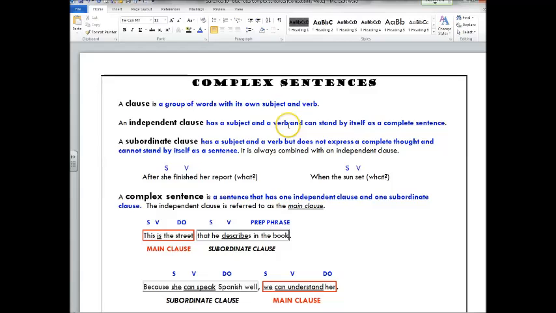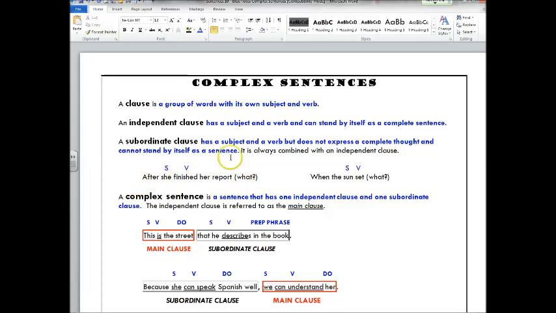Put them together, we have compound sentences. When there's just one, it's a simple sentence. But in both cases, you have independent clauses. There is another type of clause. It's called a subordinate clause. It also has a subject and verb, but it does not express a complete thought, and it cannot stand by itself. It always is combined with an independent clause. And when they're by themselves, it's a fragment.